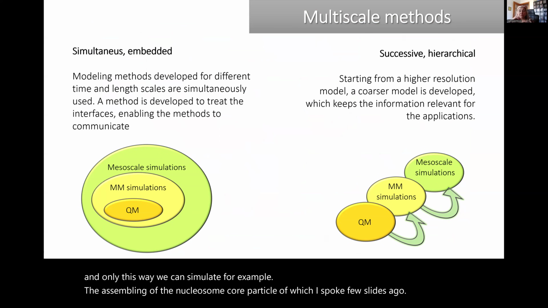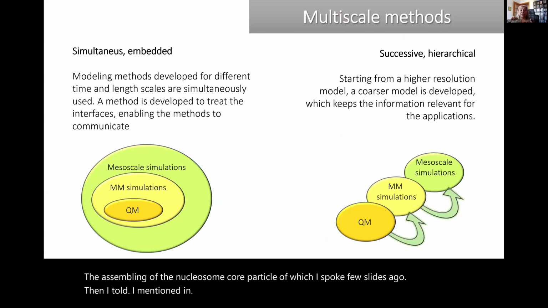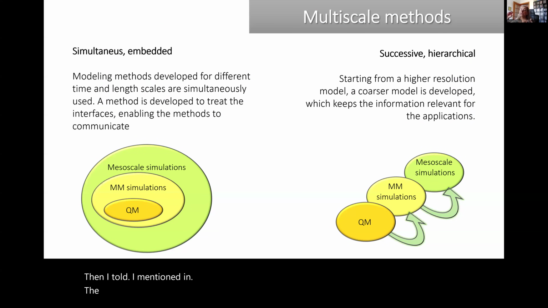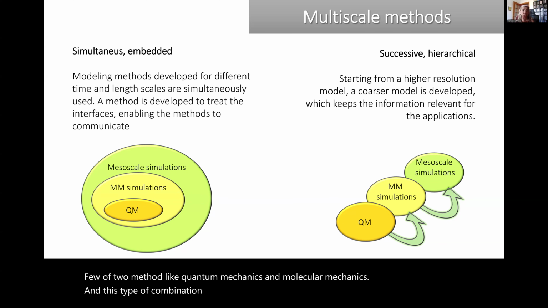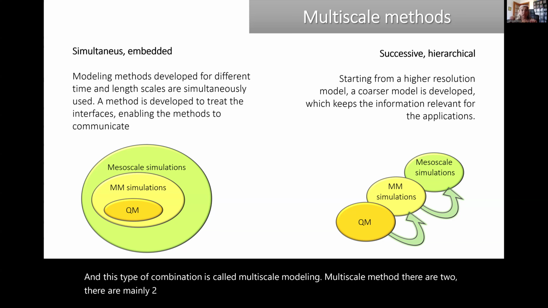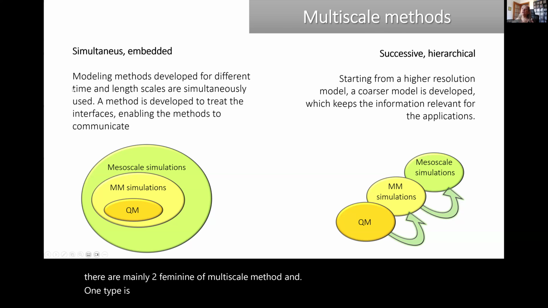The method I mentioned in the previous slide, the combination of two methods like quantum mechanics and molecular mechanics, is called multiscale modeling, or multiscale method. There are mainly two families of multiscale method, and one type is the simultaneous or embedded multiscale method.